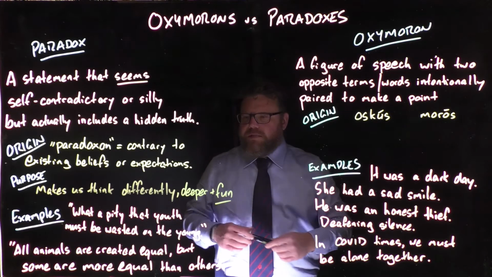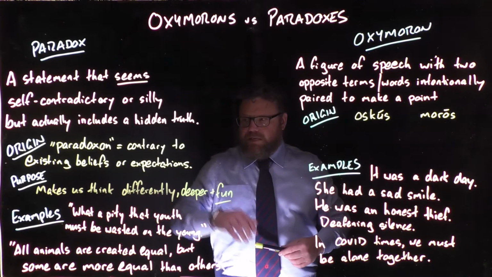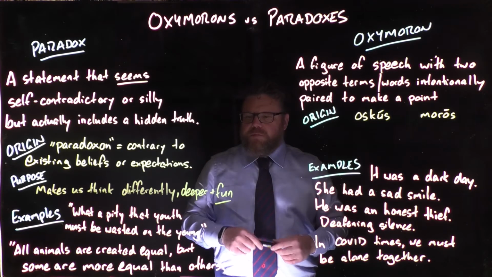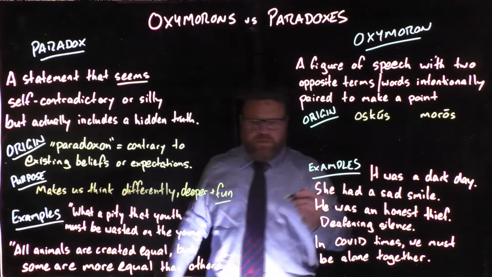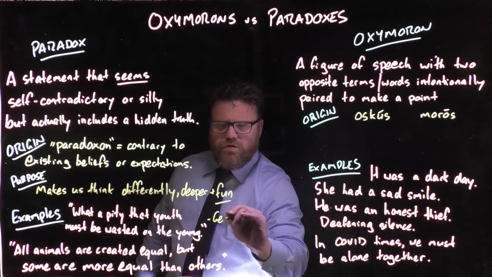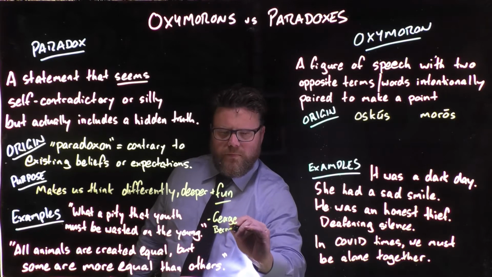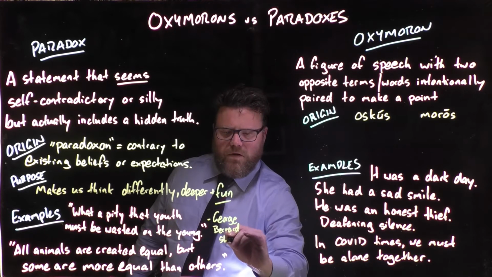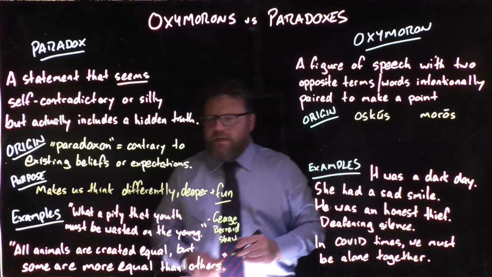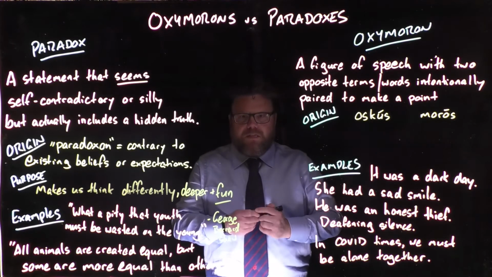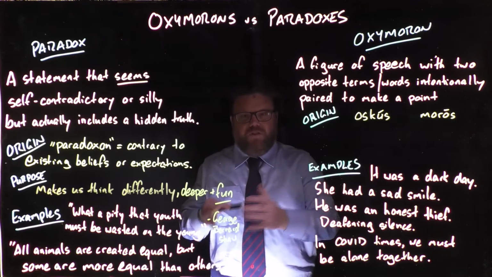Examples of paradoxes are these here. "What a pity that youth must be wasted on the young." This was George Bernard Shaw, the Irish playwright. And on the face of it, it sounds silly. Who else would youth be wasted on but the young? Only the young can have youth.